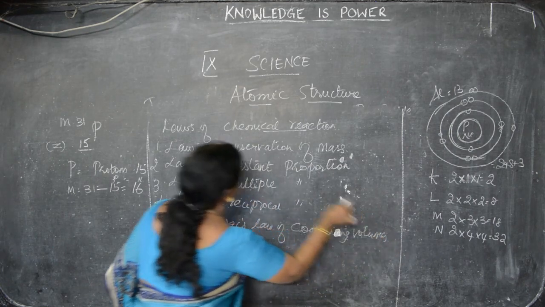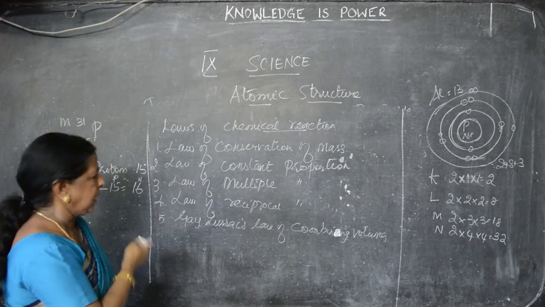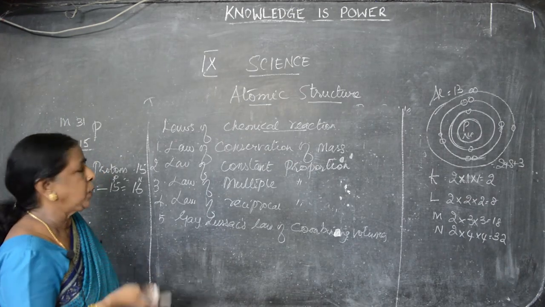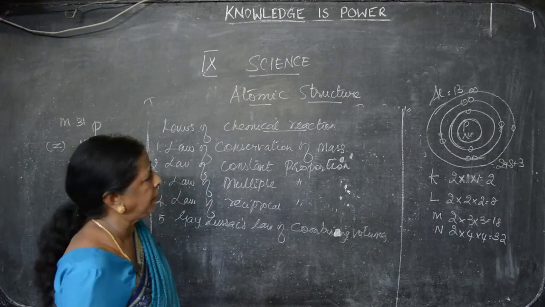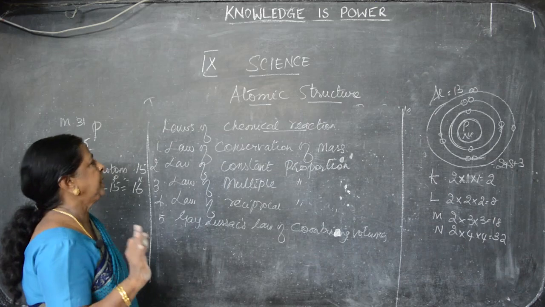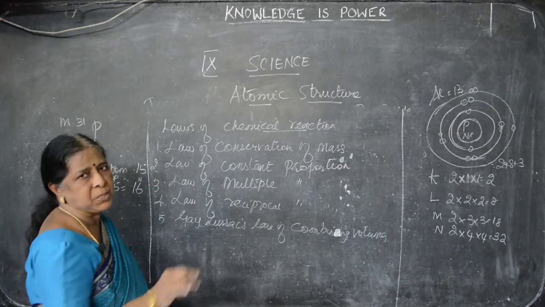So, the first 3 laws can be applicable for solids, liquids and gases. The last one is the Gay-Lussac law of combining volumes. It's purely for gases, not for solids and liquids. So, the first one is the law of conservation of mass. Maybe you would have studied it in 8th standard.